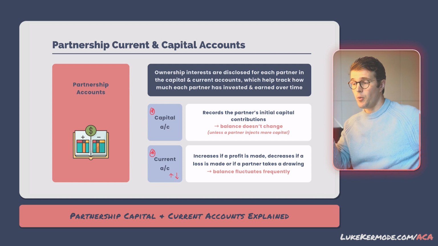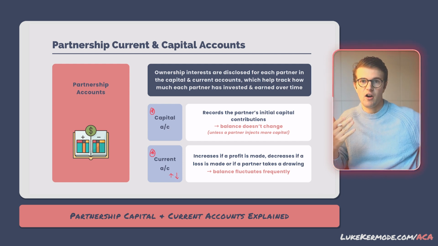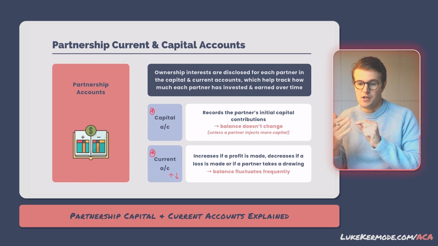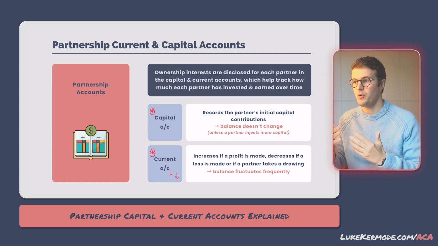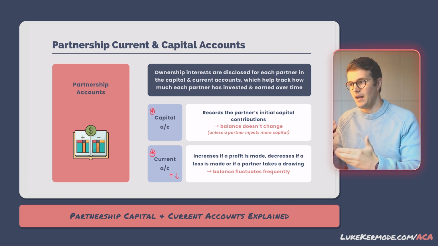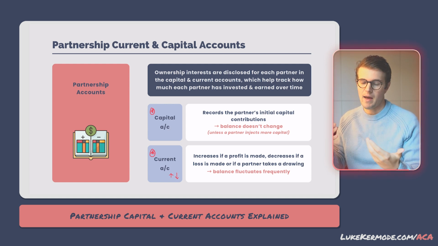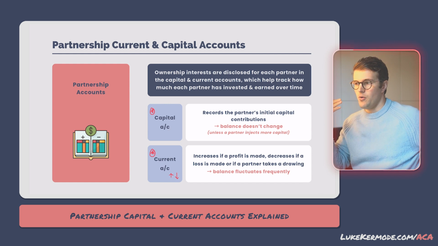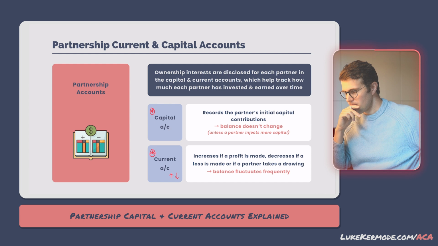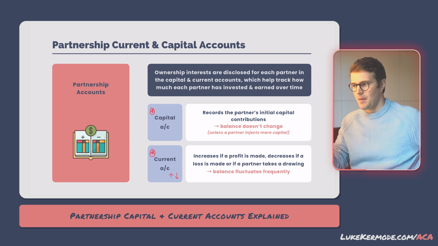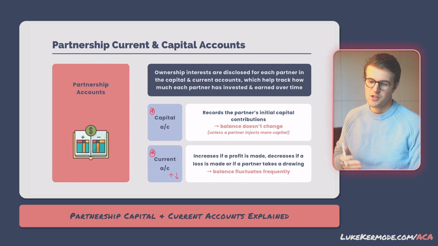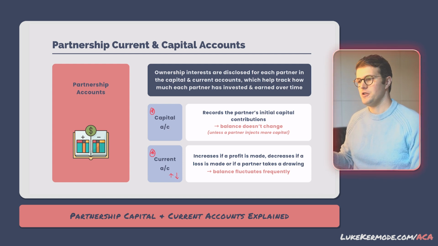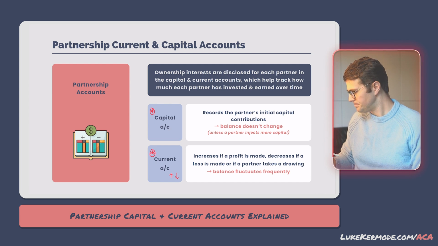One important point to note is that a positive current account balance is shown as a credit, reflecting the amount owed by the partnership to the partner. However, if a partner withdraws more than their balance, the account will show a debit balance, indicating they owe money back to the partnership, or they are in debt to the partnership. On the partnership's balance sheet, the capital or net assets section includes both the capital and current account balances for each partner, so it provides a complete picture of each partner's ownership interest in the business.